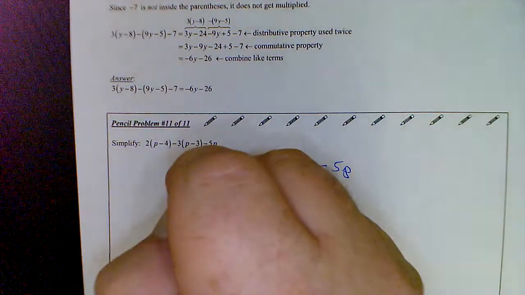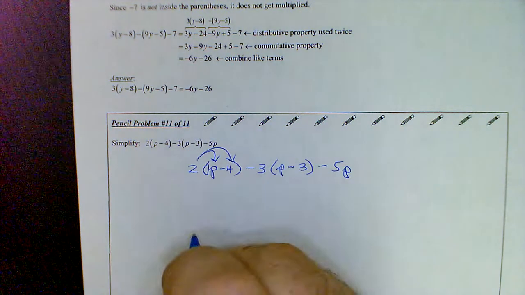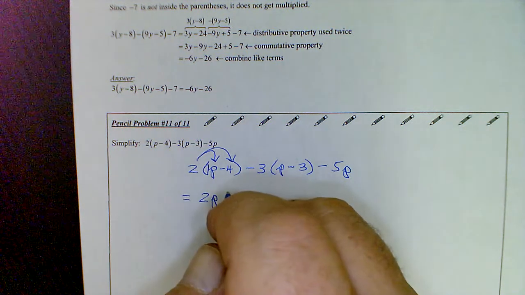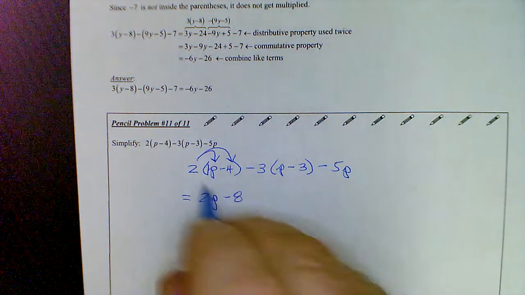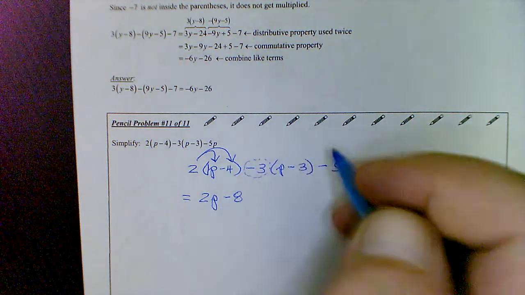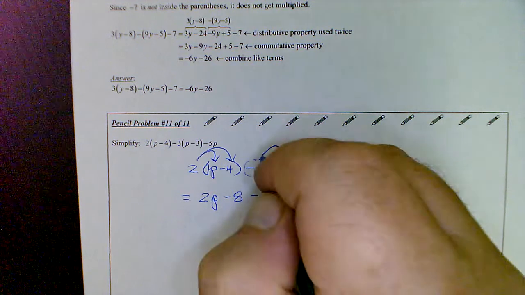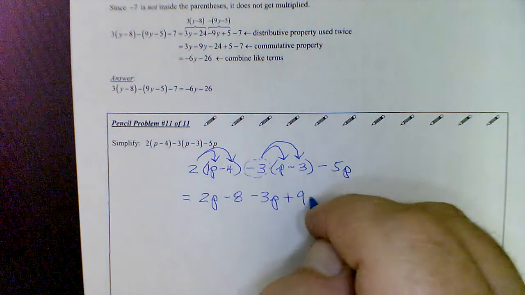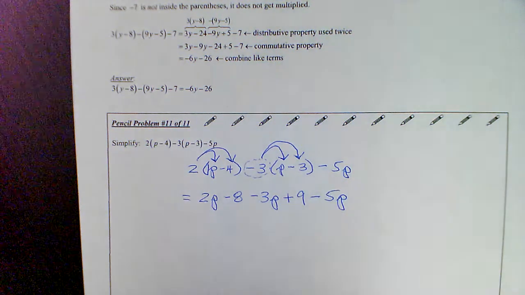So we have the 2 to distribute to each of these terms. So 2 times, again, there's a 1 in there if you like to write it. 2 times 1 is 2, carry along the p, so 2p. 2 times negative 4, negative 8. Okay, that closure of parentheses stops the distribution of the 2. And now here's that little idea of treating this as a negative 3 times p is negative 3p, and the negative 3 times negative 3 is positive 9, and the closure of the parentheses stops the distribution there, and then just recopy negative 5p.